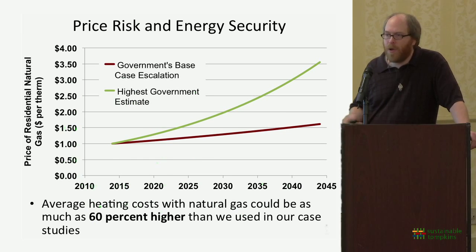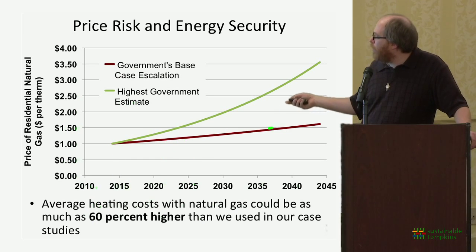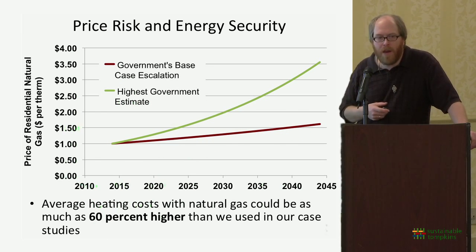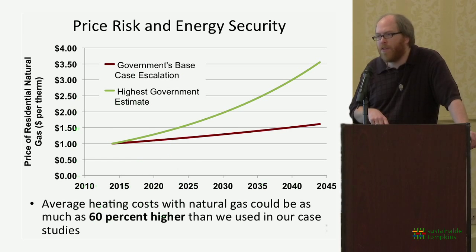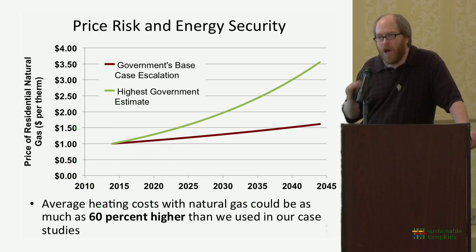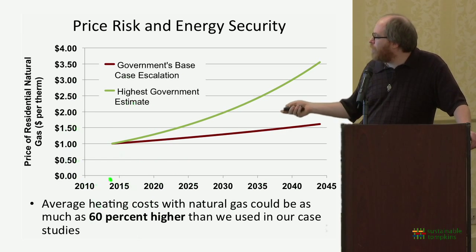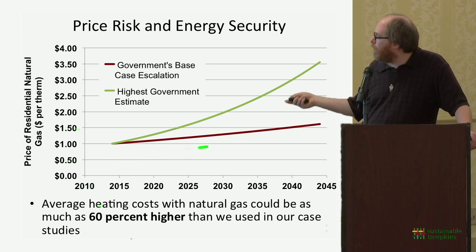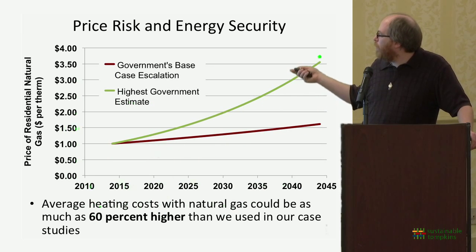This also assumes only that low baseline increase in cost for natural gas. So the red line is what we have used in all of our calculations here. It's the EIA, the Energy Information Administration, their lowest cost. This is the government agency that projects these costs forward. The highest government estimate we found follows that green track.